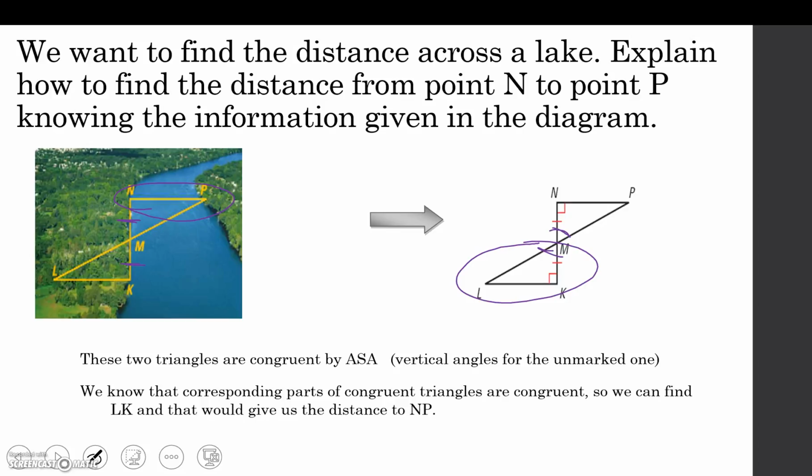Remember, the big idea behind this is you're still showing the triangles are congruent. We're just taking it one step further, and we're showing that the individual pieces that are not marked, such as in this problem LK and NP, those guys are congruent by the CPCTC.